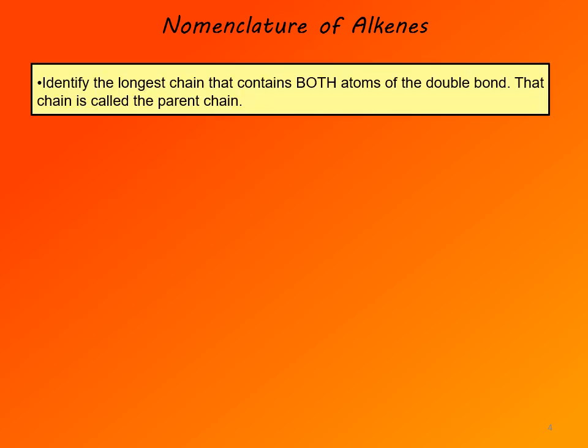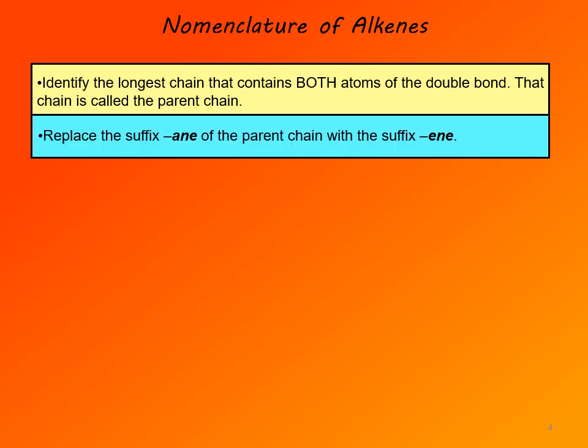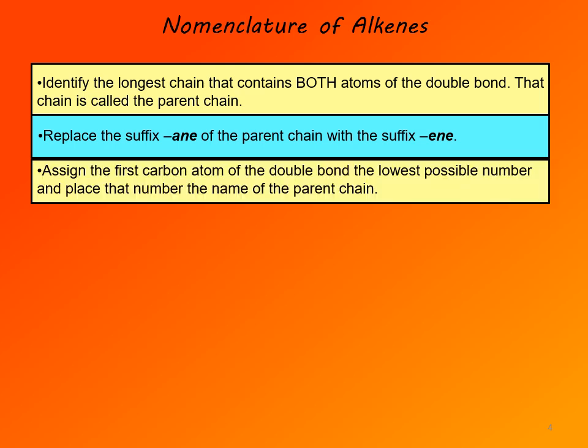So to name an alkene, we have to identify the longest chain that contains the double bond. Actually, it has to contain both carbons of the double bond. So that chain is the parent chain. Even if there is other longer chain in a molecule, if it doesn't contain both carbons of the double bond, it's not parent chain. It must contain both carbons of the double bond. Then we would first name it as alkane and then replace suffix "-ane" of the alkane with suffix "-ene" to indicate that it is an alkene.